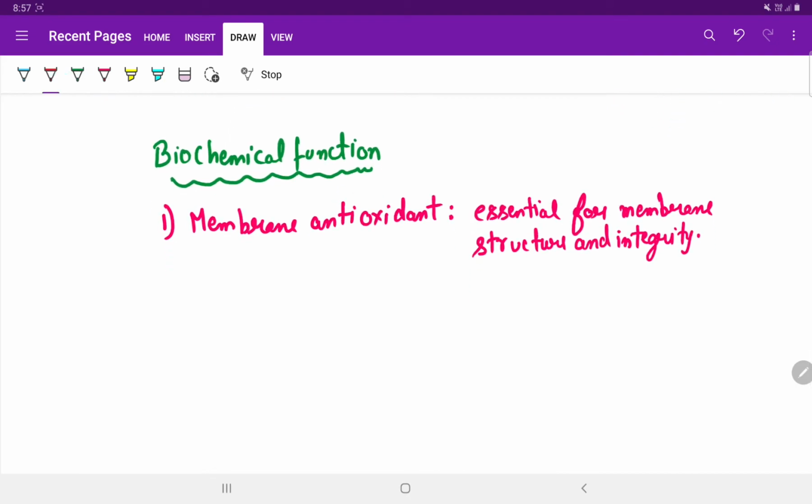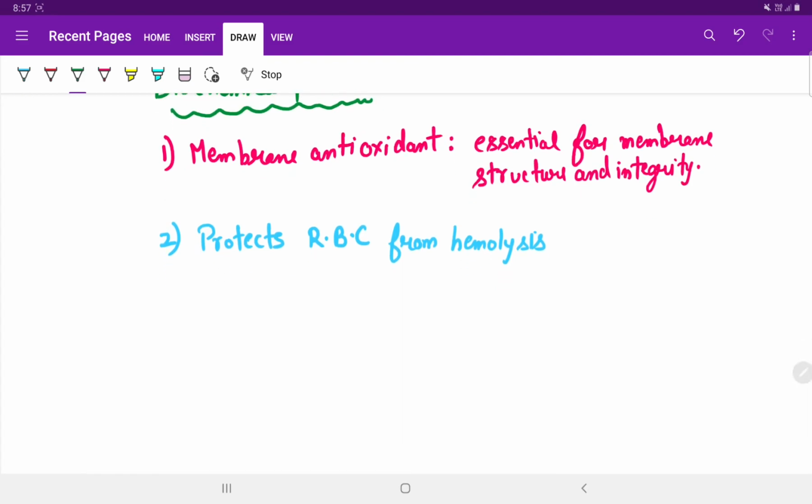Now the second important biochemical function is it prevents the peroxidation of polyunsaturated fatty acids. Thus it also protects RBCs from hemolysis. So this is by the oxidizing agent such as hydrogen peroxide, we can say.